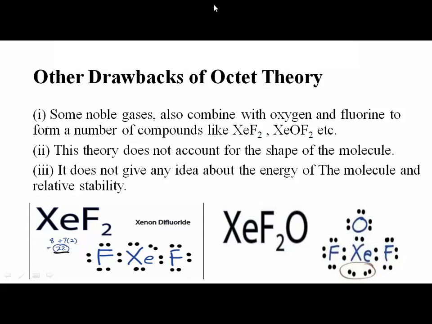Okay. There is one more bond which you call a coordinate bond. A brief introduction for the coordinate bond. This was skipped in your syllabus, but it is there for NEET. So this is a special type of bond, or you can say it is a special covalent bond.